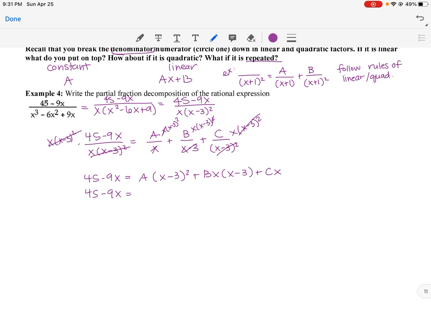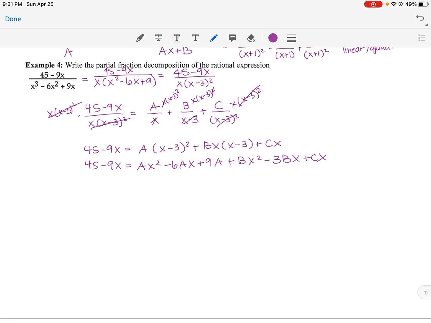Okay, I kind of know what x minus 3 squared is, but if you want to go ahead and multiply it out, we should get ax squared. We'll get minus 6x, so minus 6ax, plus 9, so plus 9a. Plus bx squared minus 3bx plus cx. So let's take a look. We've got our x squareds: a plus b, but there's nothing on the left, so we'll say it's 0. We got our x's. So we've got negative 6a minus 3b plus c equals negative 9.